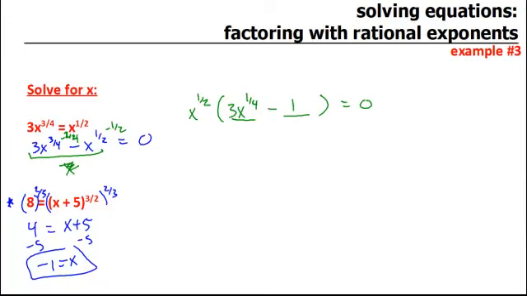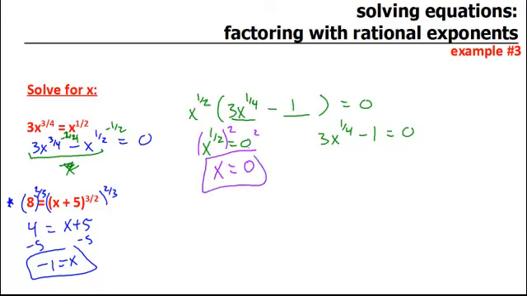And now what you can do is use zero product rule. Take x to the 1/2, set it equal to 0. Take 3x to the 1/4 minus 1, set it equal to 0. And solve each of these resulting equations. Okay, so the first one, again, if you were solving it, technically you square both sides. You get 0 squared, so one possible value of x is 0.